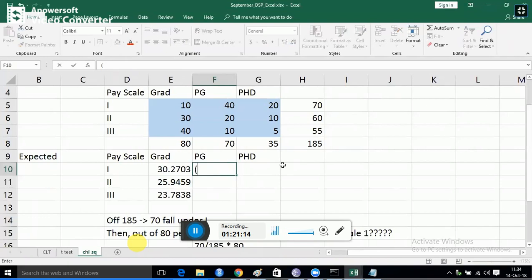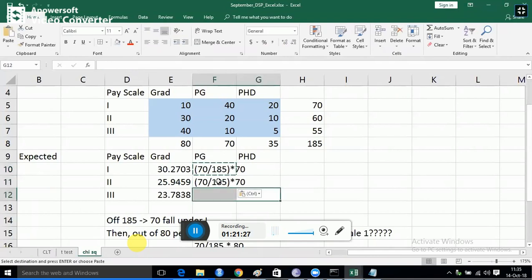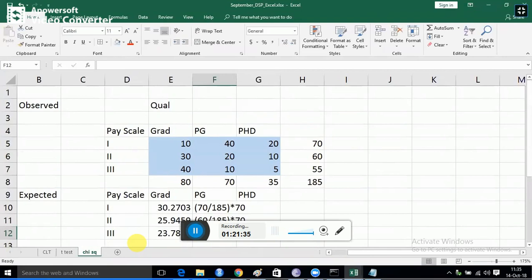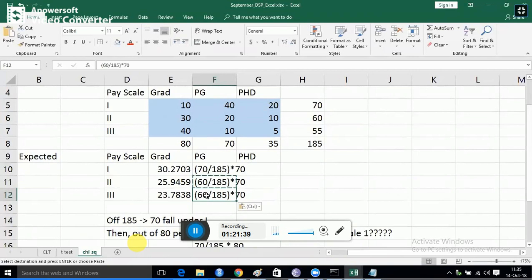Okay, so yes, you are correct about it. 70 out of 185 into 70. How about the next one? 60 by 185 into 70. How about this one? Go on. How much? 55 divided by 185 into 70.